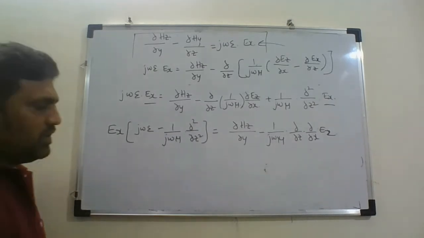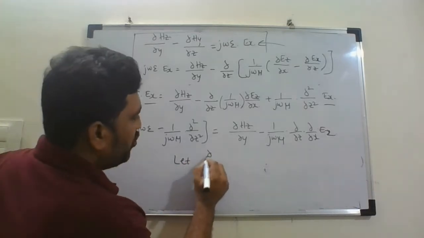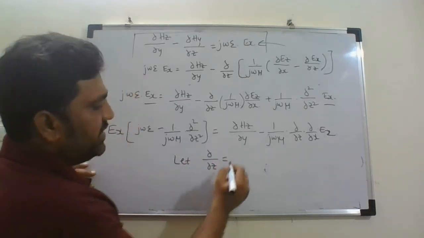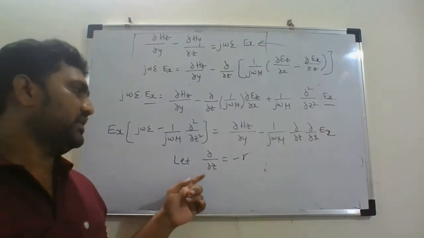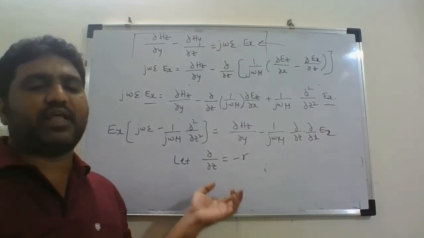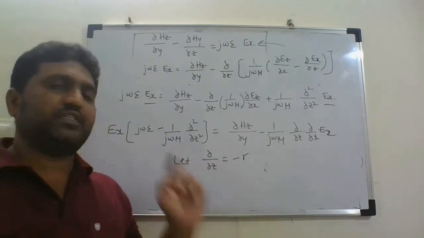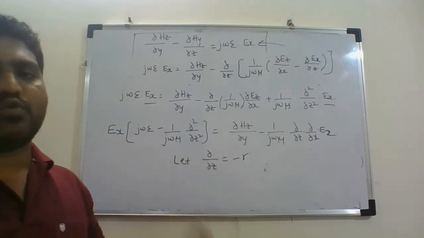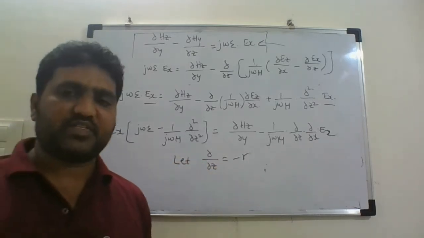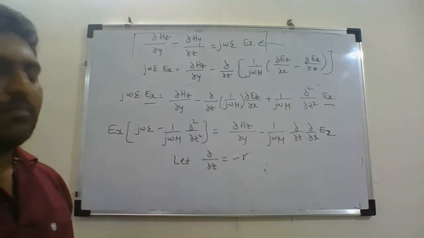Now let us assume that dou by dou z is equal to minus gamma. This is not an unknown assumption. It is very well known to us when we derive the wave equation in EM theory. In EM theory also, we let dou by dou z be equal to minus gamma, where gamma represents the propagation constant. So dou by dou z is equal to minus gamma.